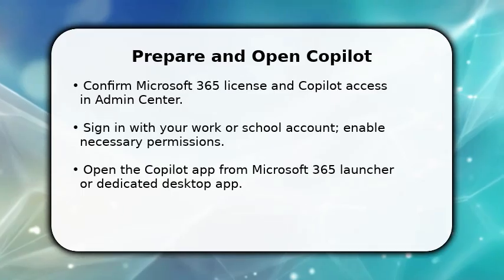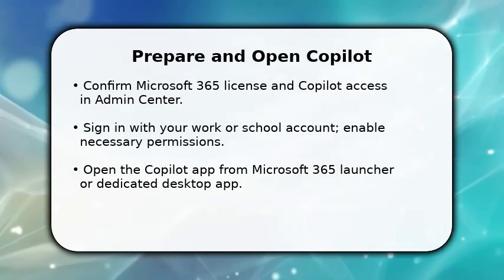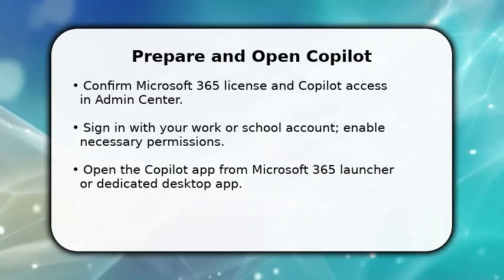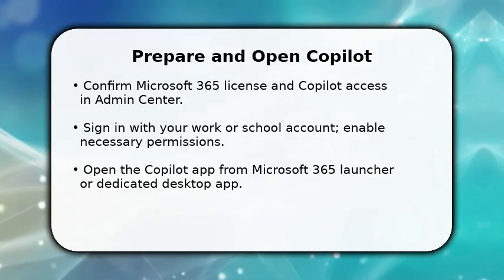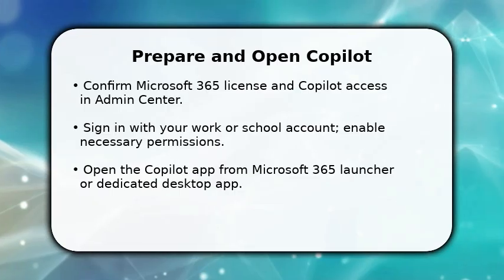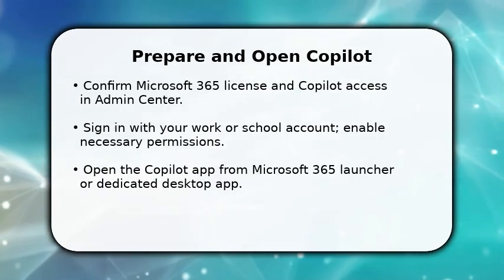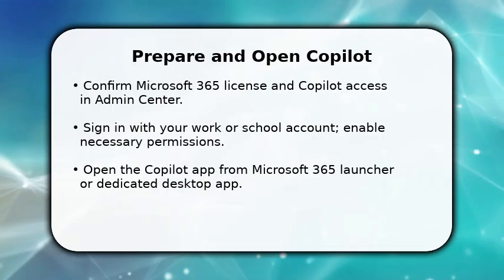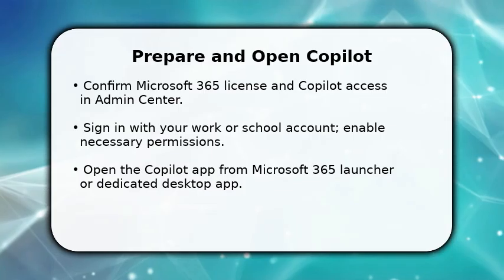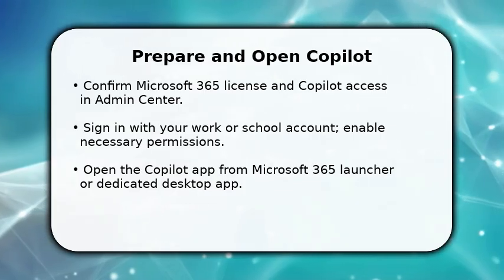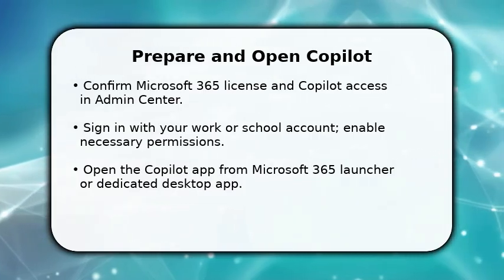You start by verifying you have a Copilot-enabled Microsoft 365 license and that admin settings allow Copilot. Once done, sign in with your work or school account so the app can access your files and context. Next, open the Copilot app from the Microsoft 365 launcher or the desktop shortcut. This immediately loads your personalized workspace.